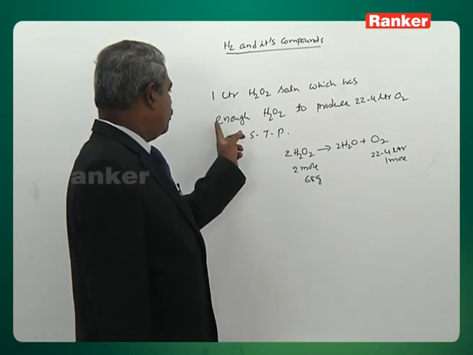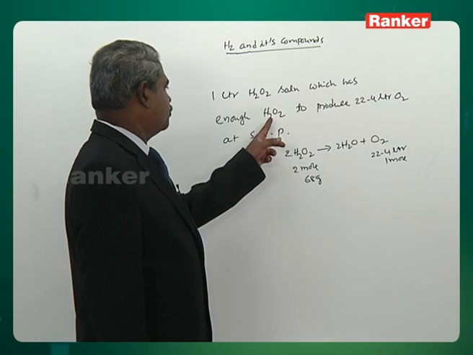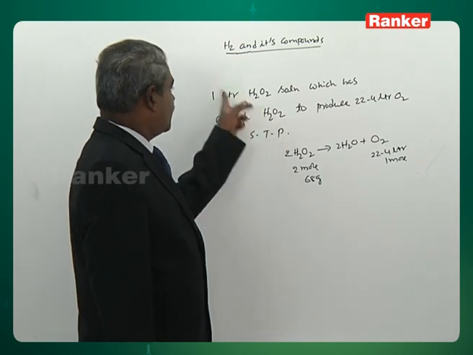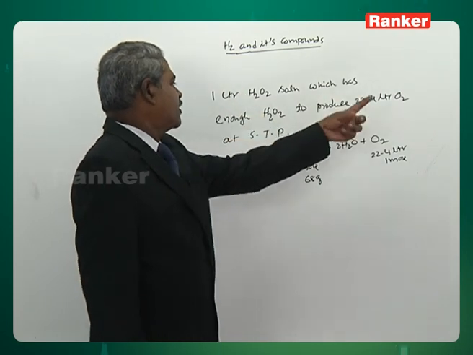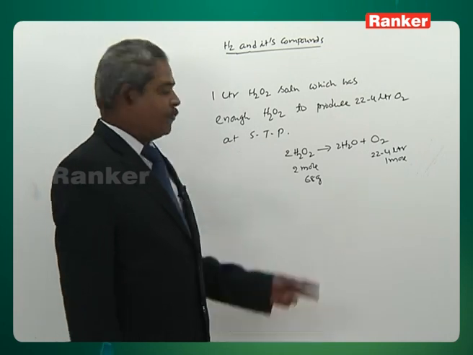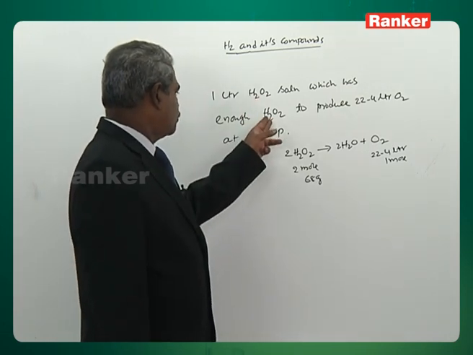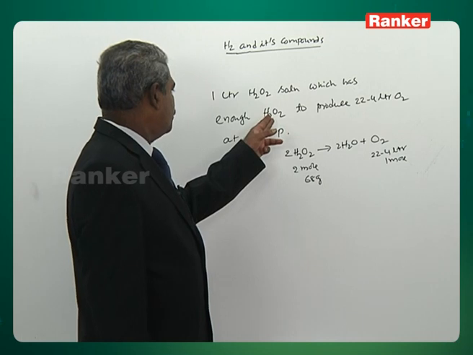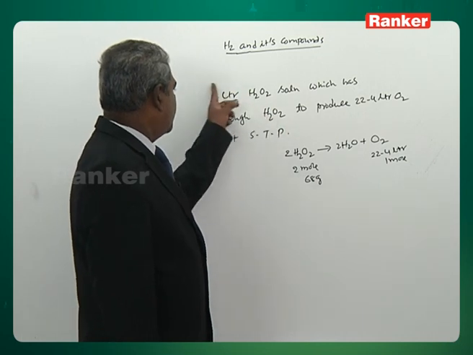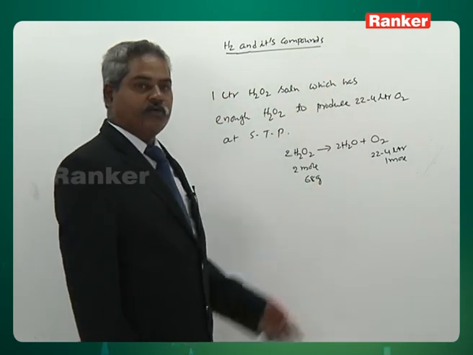So, if only you have 2 mole H2O2 in 1 liter, that 1 liter can give 22.4 liter oxygen at STP on heating. If only you have 2 mole H2O2, 68 gram H2O2 in 1 liter, then only that 1 liter solution can give 22.4.